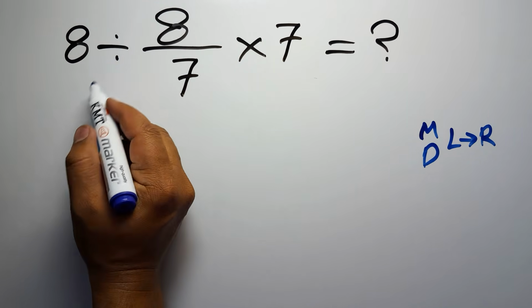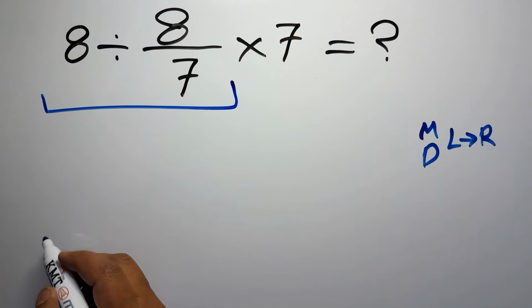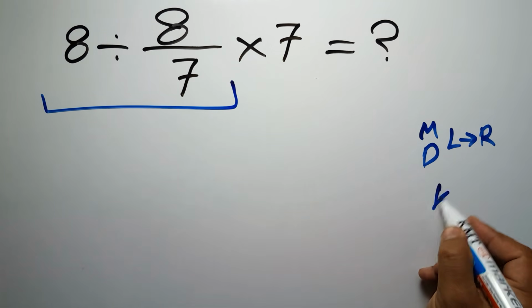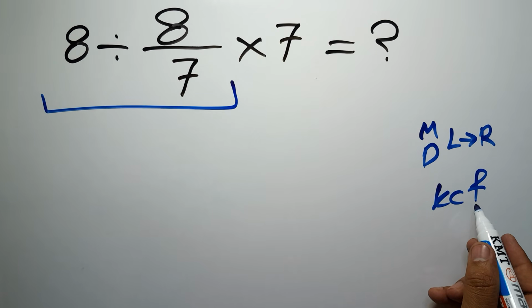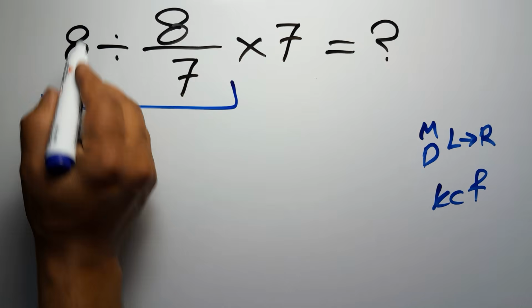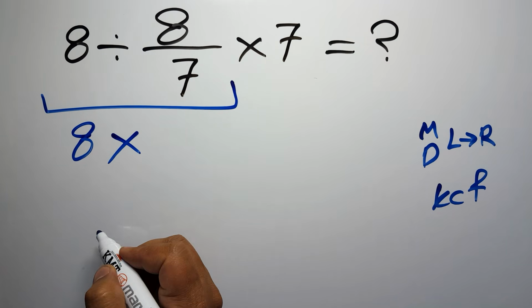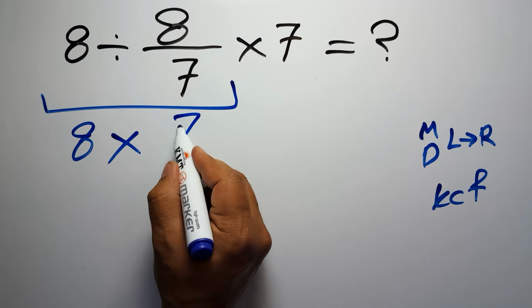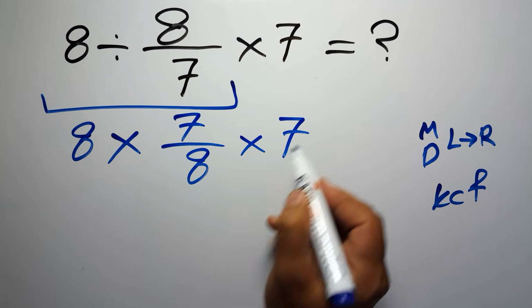So first we have to do this division, 8 divided by 8 over 7. According to the KCF rule, K stands for keep, C stands for change, and F stands for flip. We can write keep the first fraction, change division to multiplication, and flip the second fraction. And here we have times 7.